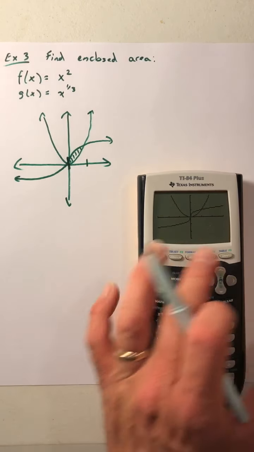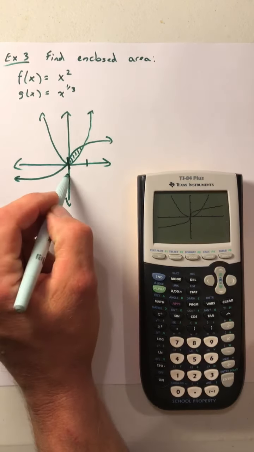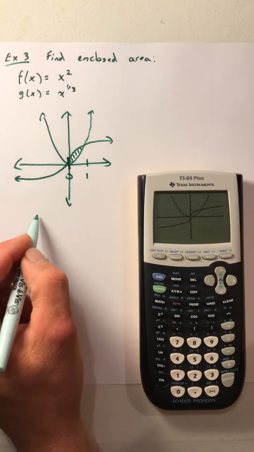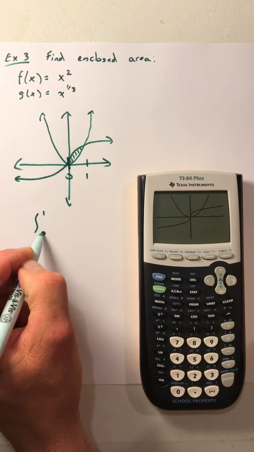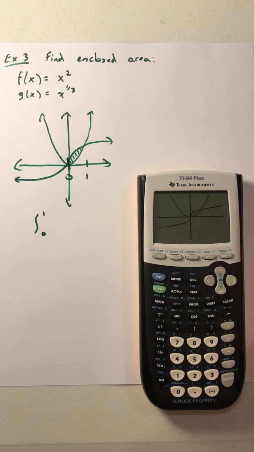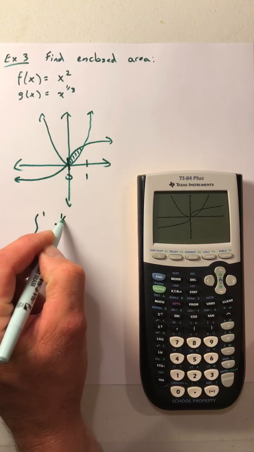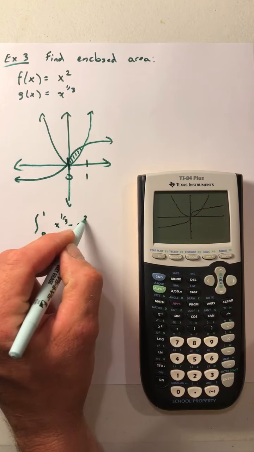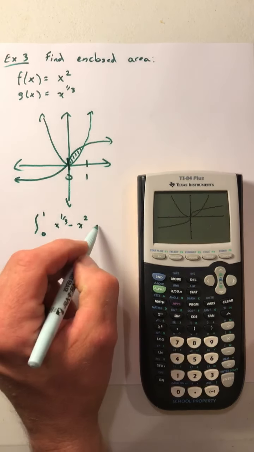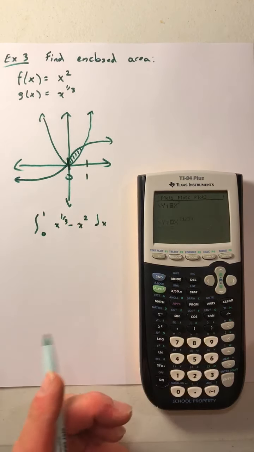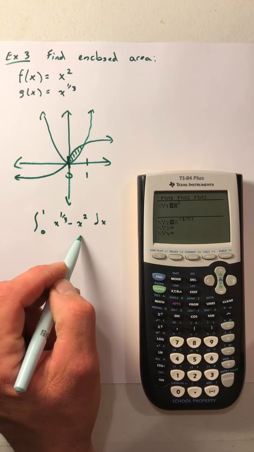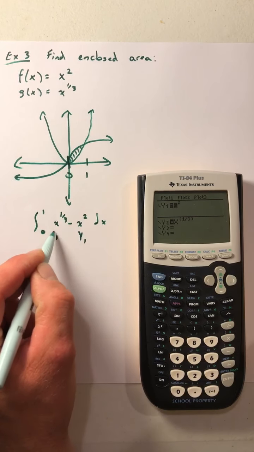And we can go ahead and test that, second calc, intersect, all that good stuff. I know it's 0 and 1, so I'm going to remove that from having to see that. So we're going to go from 0 to 1. Our top curve is going to be that x to the 1/3 minus the bottom curve, which is x squared dx. Again, if we go to our y equals, x squared was y1, and x to the 1/3 was our y2.